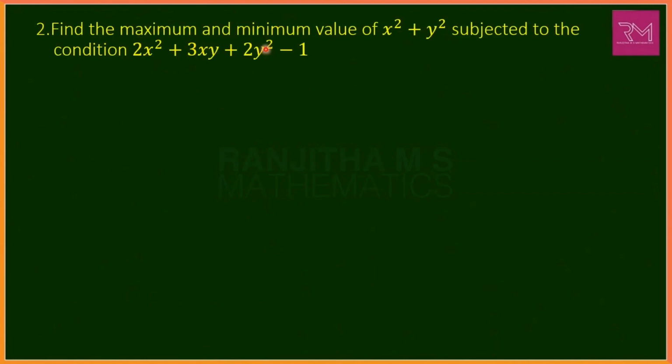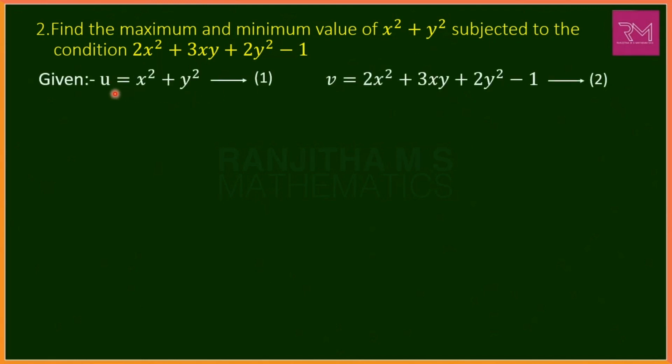Find the maximum and minimum value of x square plus y square subjected to the condition 2x square plus 3xy plus 2y square minus 1. Here we have to find the maximum value and minimum value for the function x square plus y square, so take this u as x square plus y square, call this equation number 1. Subjected to the condition 2x square plus 3xy plus 2y square minus 1, this is our v. Call this equation number 2.